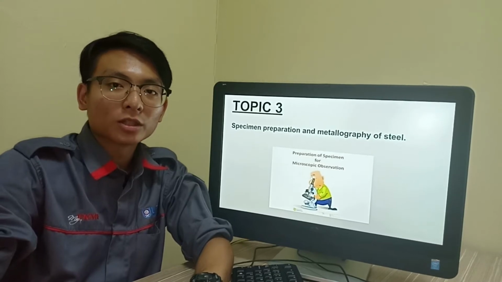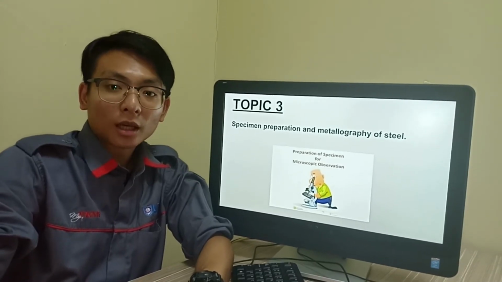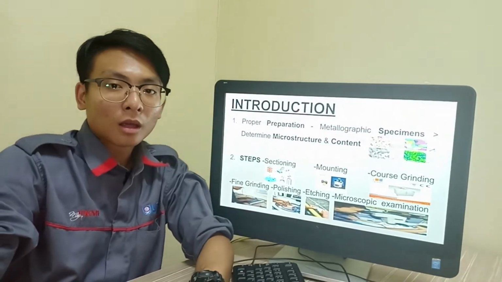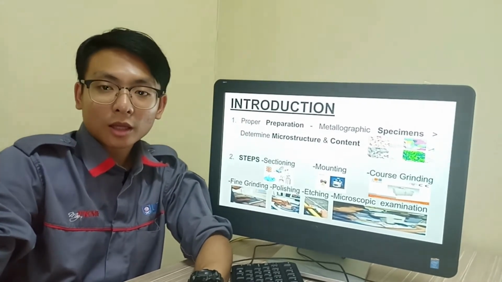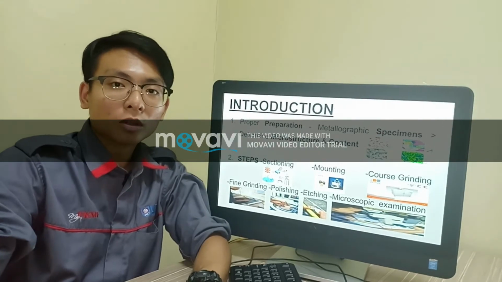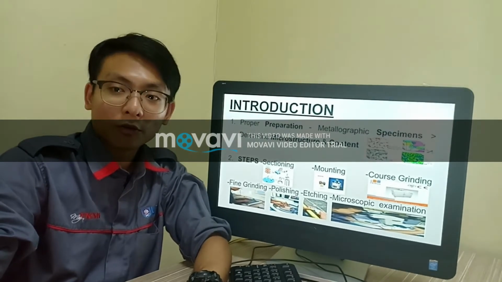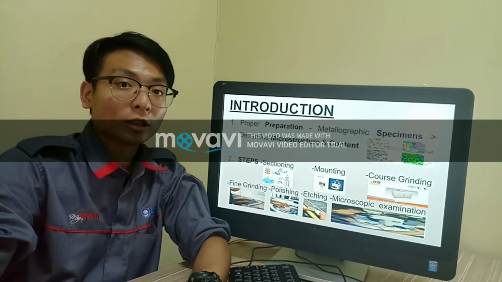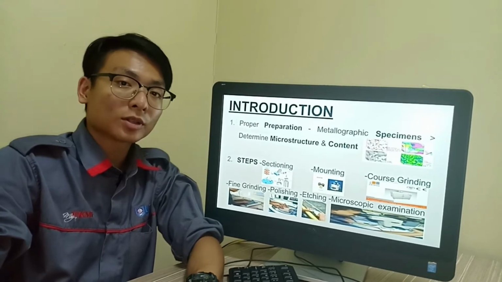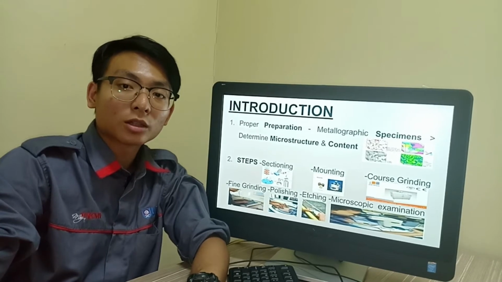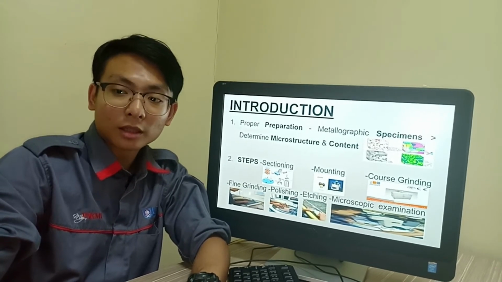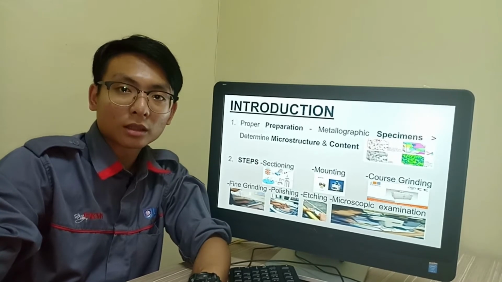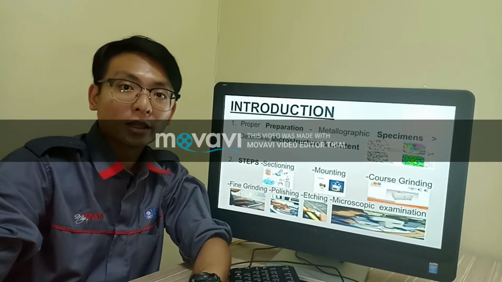So our group presentation topic is topic 3, specimen preparation and metallography of steel. Introduction: in this experiment, we learn about proper preparation of metallographic specimens to determine microstructure and content. There are a few steps here. The first one is sectioning, mounting, coarse grinding, fine grinding, polishing, etching, and also microscopic examination.